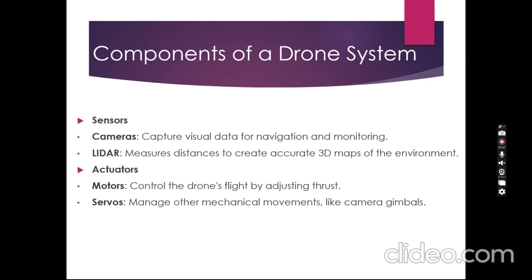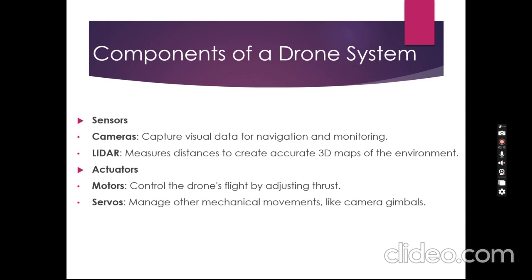The next one is sensor. In this part also we have two submodules that are camera and lidar. The camera captures images and video for navigation, surveillance, and monitoring, helping the drone to avoid obstacles and gather visual information. Lidar uses laser pulses to measure distance, creating detailed 3D maps of the environment and aiding in navigation and obstacle detection.